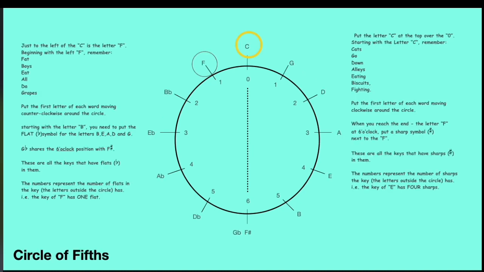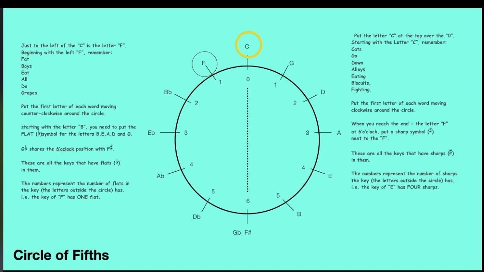Now, just to the left of the C is the letter F. I've got it circled there. Beginning with the left F, remember, fat boys eat all the grapes. Notice the first letter of each one of those words is the letter that follows around the clock, starting with F: F, B, E, A, D, and G. And remember to put a flat symbol after all the letters except F. F doesn't have one. Some things you just have to memorize.